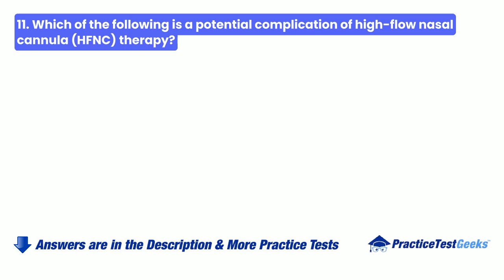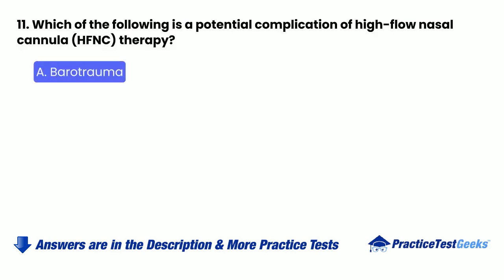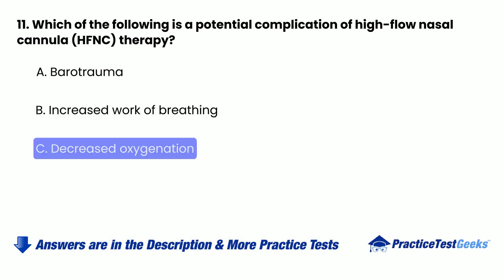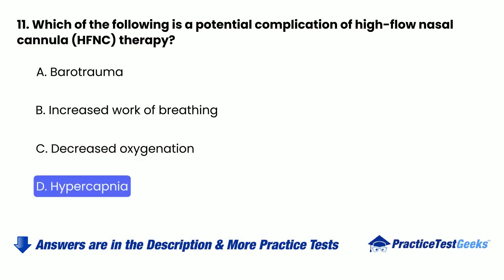11. Which of the following is a potential complication of high-flow nasal cannula or HFNC therapy? A. Barotrauma. B. Increased work of breathing. C. Decreased oxygenation. D. Hypercapnia.